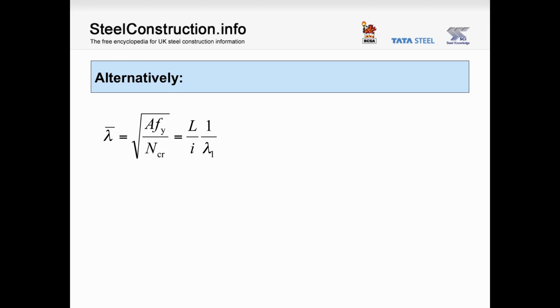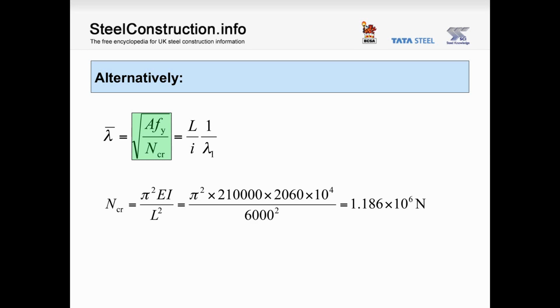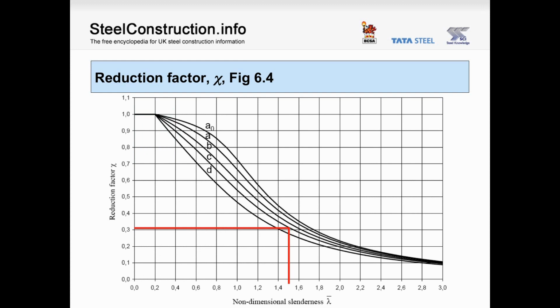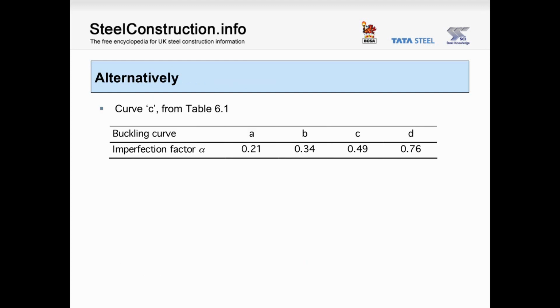The alternative approach is to calculate the elastic critical buckling load, N crit, which for flexural buckling is the Euler load, pi squared EI over L squared. So picking up I from section property tables, we calculate N crit. We can therefore calculate lambda bar and we get exactly the same answer, 1.51. So we could use the same graph and get exactly the same answer, or alternatively, we could calculate the reduction factor from the expressions given in the Eurocode.